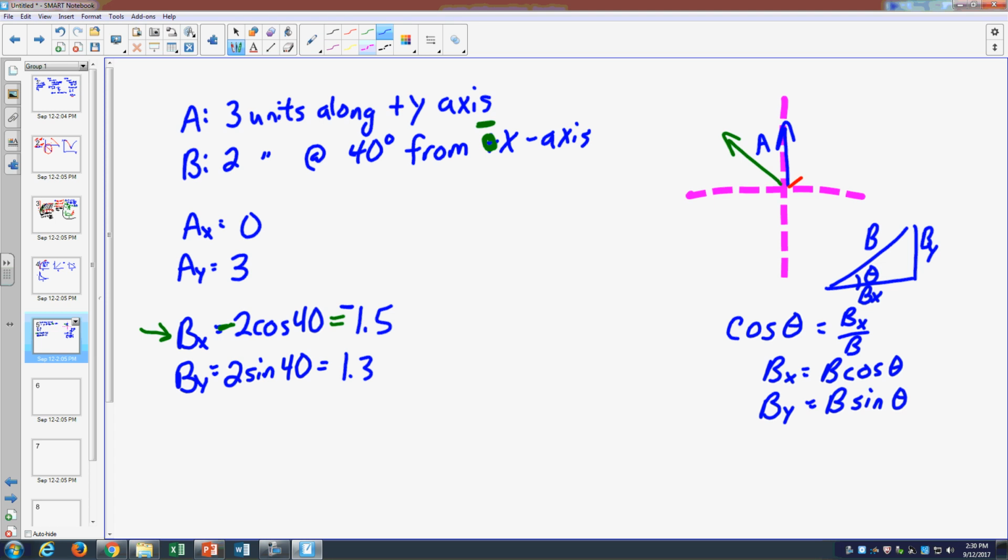Always going to be cosine? For this class, yeah, it depends. If you're measuring your angle over here, then it'll be different. It'll switch. But we'll see that in chapter 4. So let's not worry about that right now.